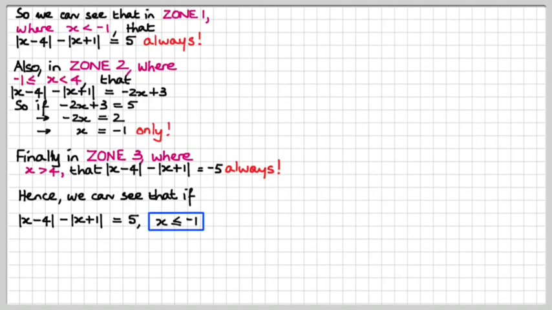We found that if we want modulus of x minus 4 minus the modulus of x plus 1 to equal 5, aka y1 plus y2 to equal 5, we know that x has to be less than or equal to minus 1. That's great, isn't it? So there you go. Modulus aren't that bad after all if you express them as piecewise functions.